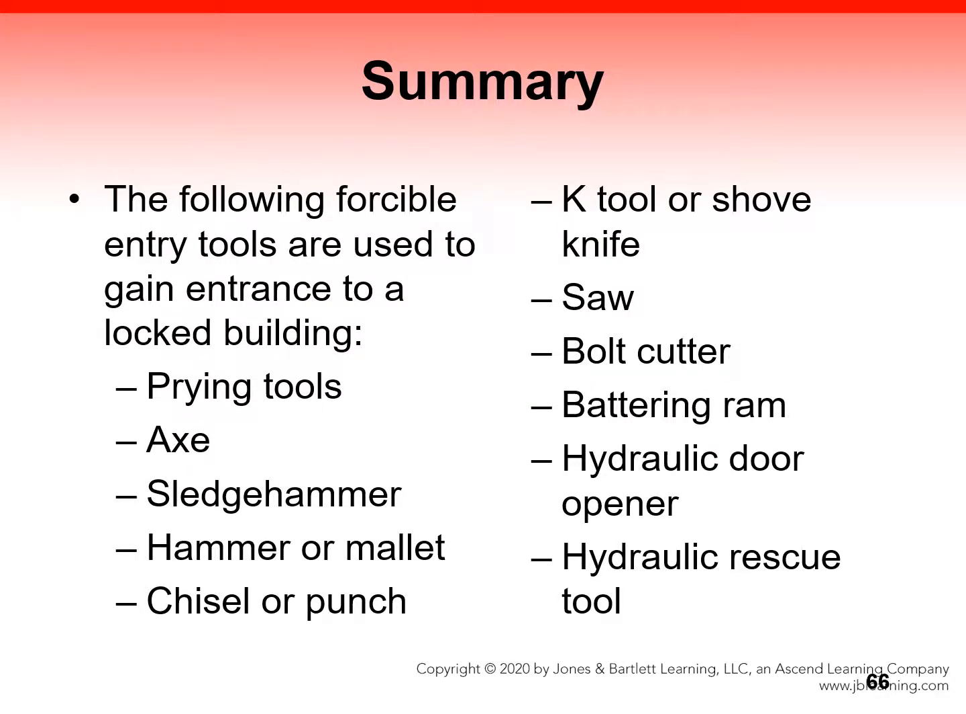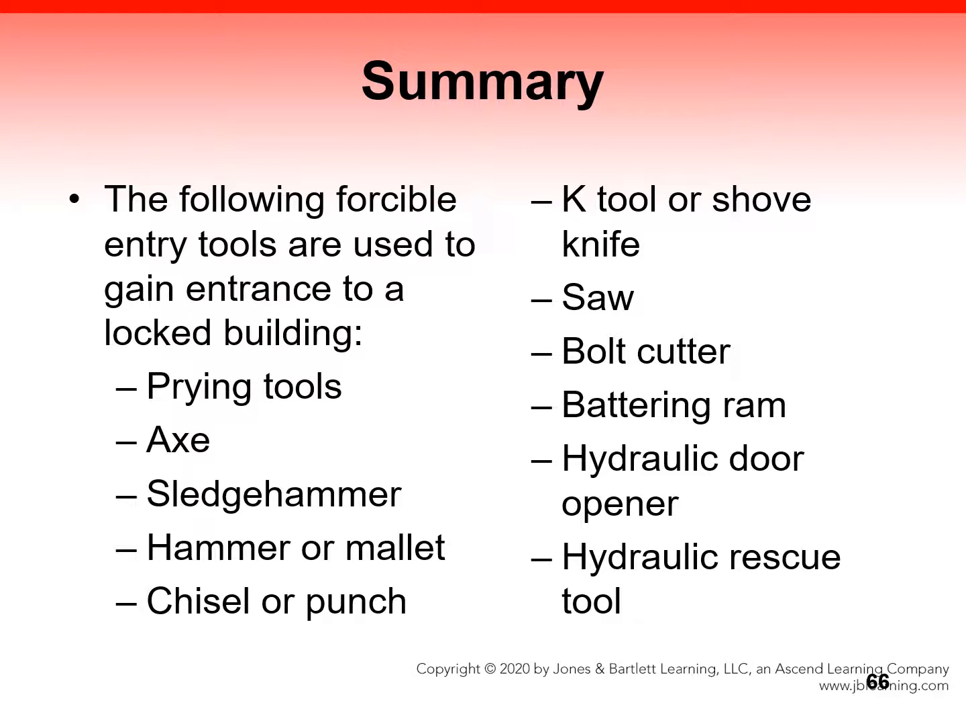The following forcible entry tools are used to gain entrance to a locked building. Prying tools. They are used to break windows or force open doors. An axe is used to cut through a door or break a window. A sledgehammer is used to breach walls or break a window.